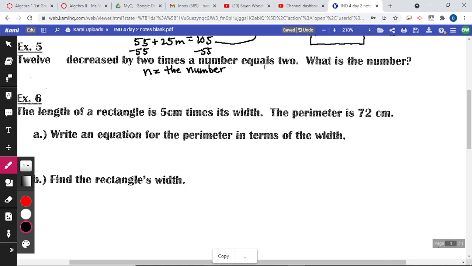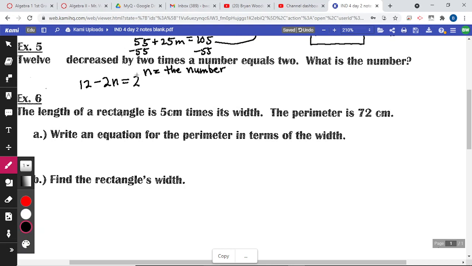After all, we have the word equals right there. So when I say we want to find the equation because it's already in the story problem, this one really is. So we have 12 decreased by 2 times n. So it's decreased by that much, so we're going to subtract 2 times n. And that equals 2. Wow, there it is.